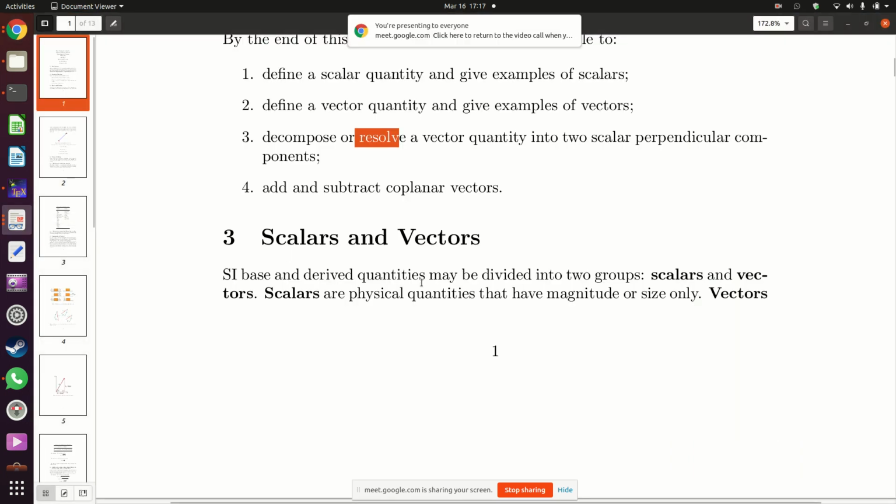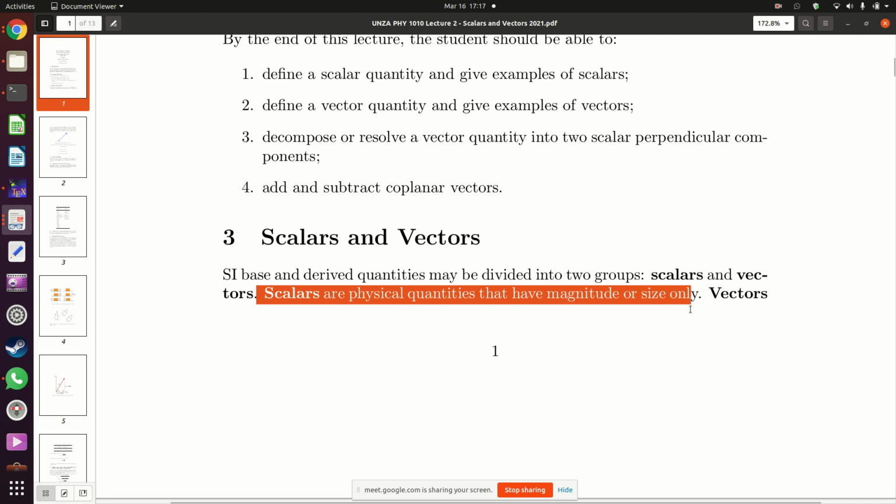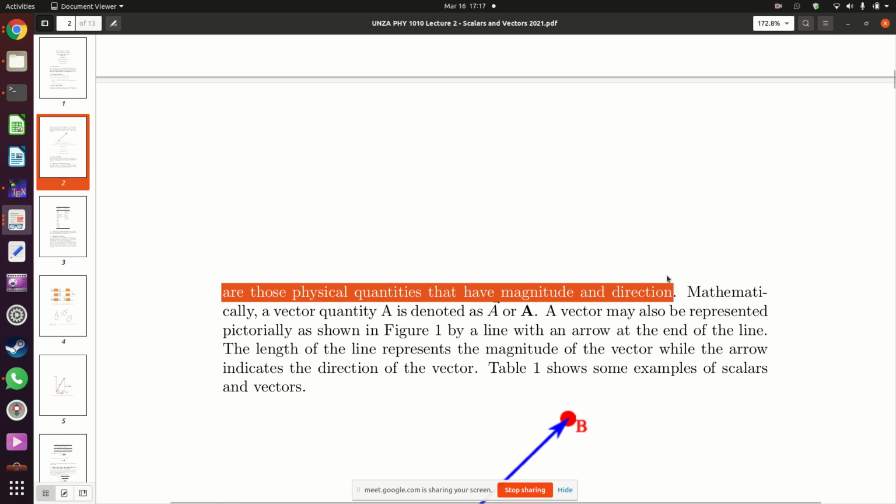All the physical quantities you have looked at, SI based quantities and SI derived quantities, we can group these into scalars and vectors. Scalars are those physical quantities which only have size or magnitude. They do not have direction. Vectors are those physical quantities which have got both size and direction.